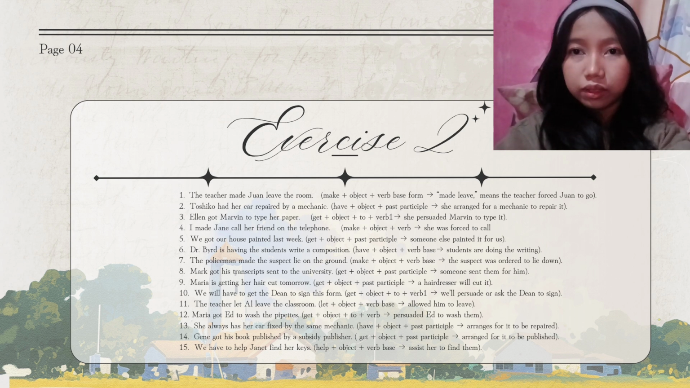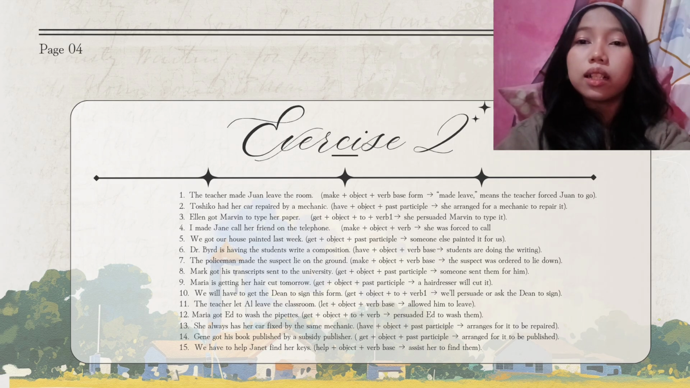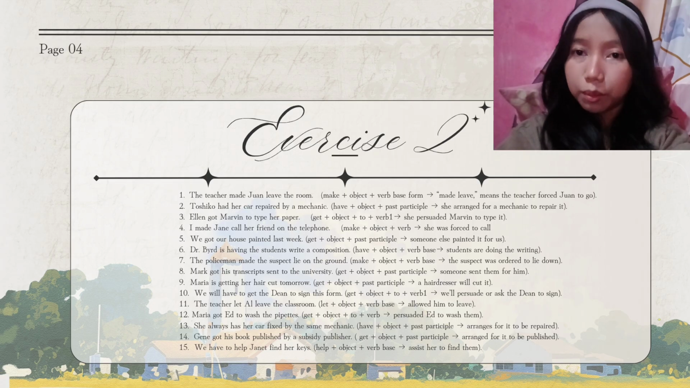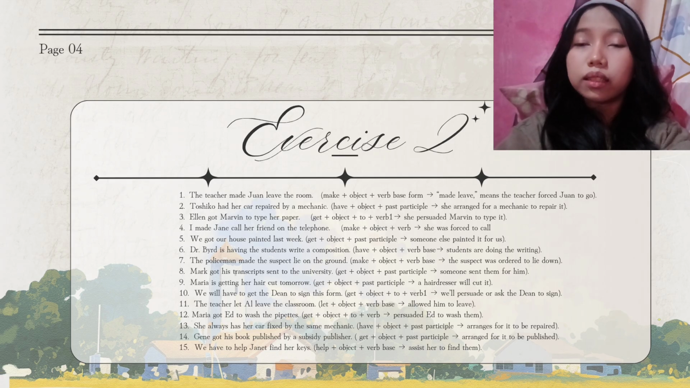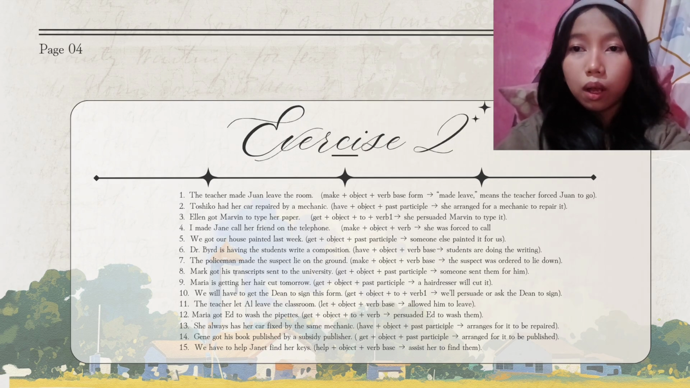Number 11. The answer is the teacher let all leave the classroom. The structure is let plus object plus verb 1. Let means allow or permit. After let, the verb is in base form, no need for to. That means the teacher allowed all to go out of the classroom.